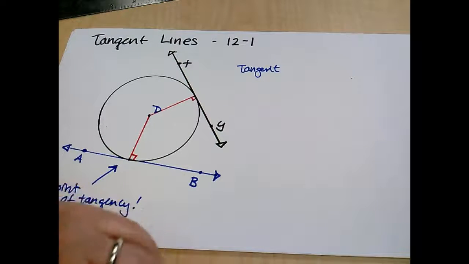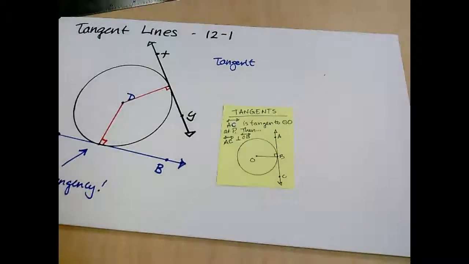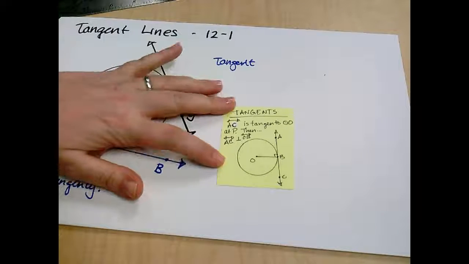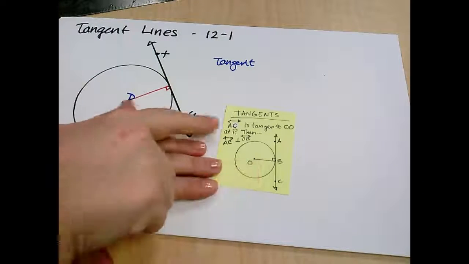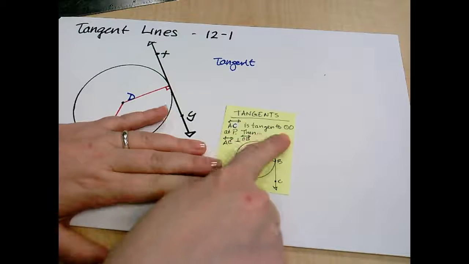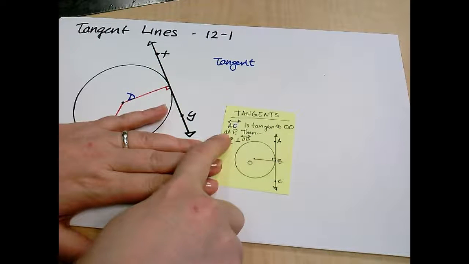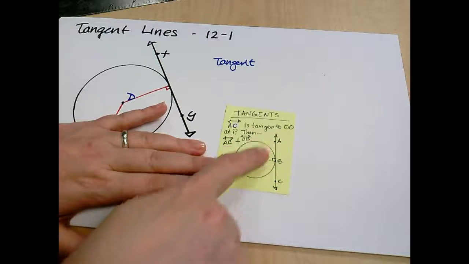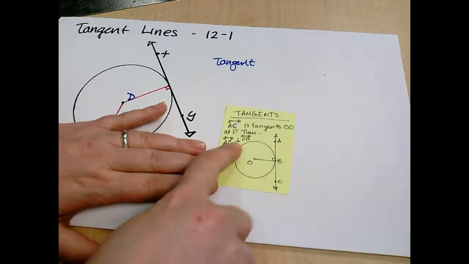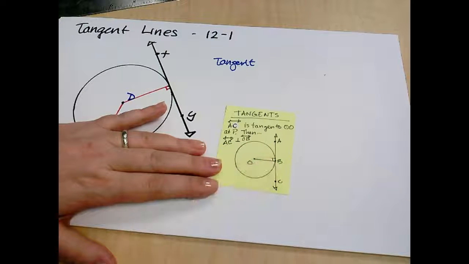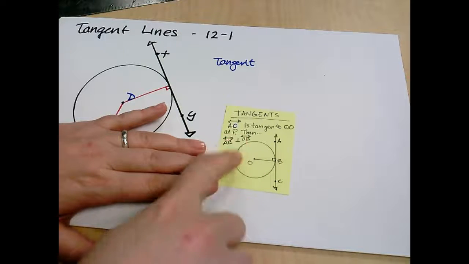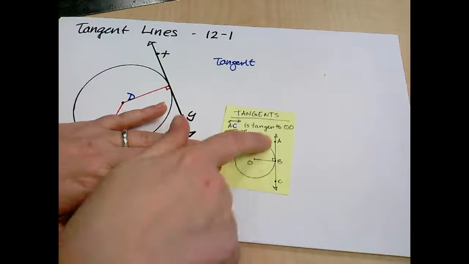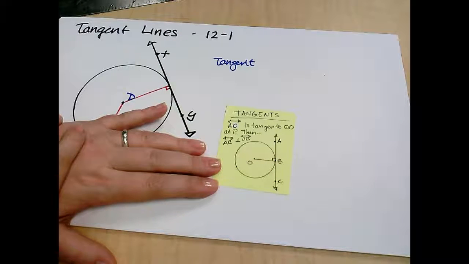I like to have all of my theorems on a nice handy little card. So you'll notice I've made myself a yellow card, and it simply states that if line AC is tangent to circle O at point P, then AC, which is the tangent line, is perpendicular to OB. So when we're looking at this, we just know that the original theorem is that the radius and the tangent line form a right angle.